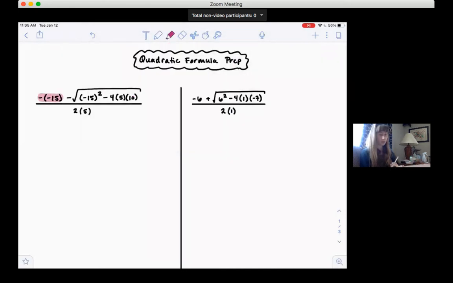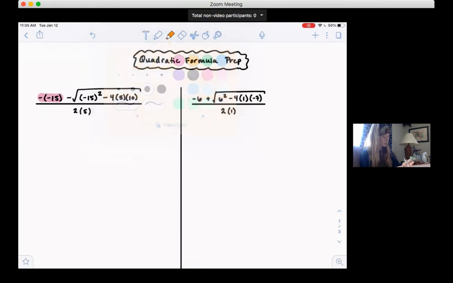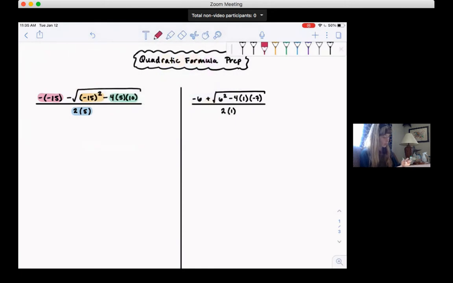For this one, we can do negative 15. We can do negative 15 squared. And we can do 4 times 5 times 10. And then we can do 2 times 5. So let's see what that looks like. Okay, so negative 15, that just becomes positive 15, right?